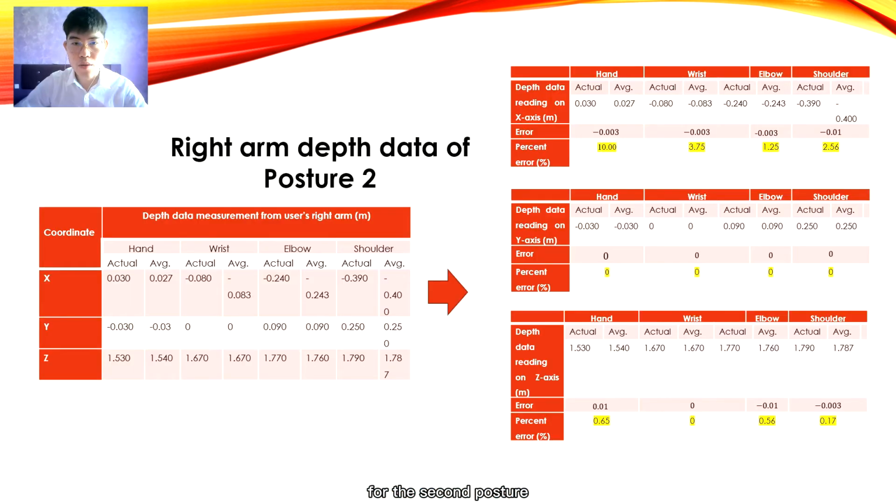For the second posture, we can see that the overall depth data has a lower percent error compared to posture 1. So it has good accuracy and stable detection from the sensor.